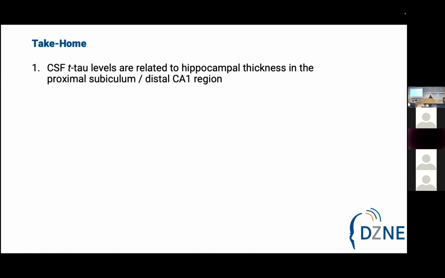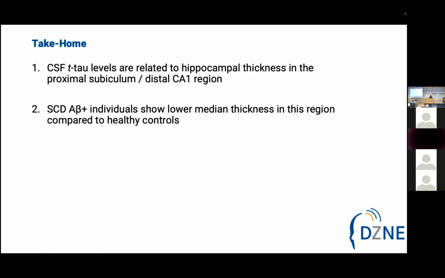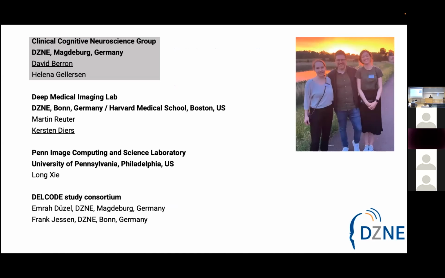So with that, the take-home message: CSF T-tau levels are related to hippocampal thickness in the proximal subiculum distal CA1 region. And amyloid positive SCD individuals show lower median thickness in this region compared to healthy controls. And with that, I want to thank everyone involved, especially David Baron, who is my PhD supervisor, and also, as I already mentioned, Kirsten Diers, who is developing this great pipeline. Thank you.